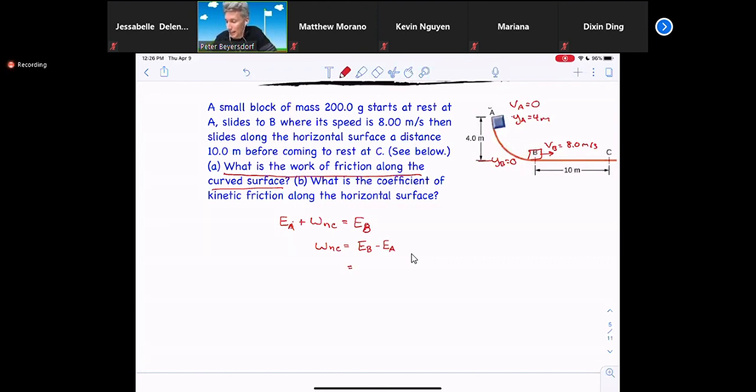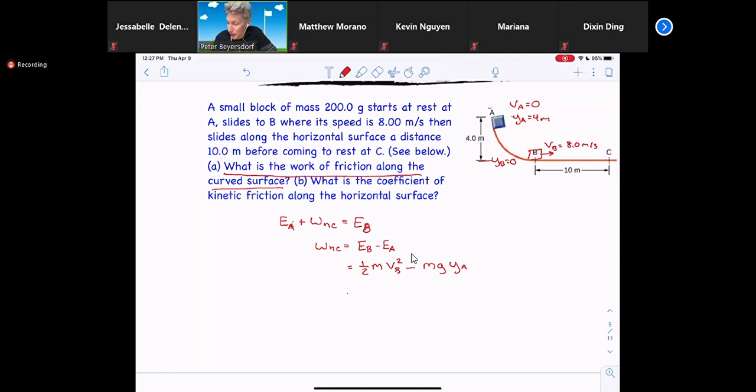So what that tells me is at point B, there is no potential energy, but there's kinetic. So I can write the energy at point B is 1/2 mv squared. And at point A, there's no kinetic energy because it's not moving, but there is potential energy. It's going to look like mg times the height at point A.